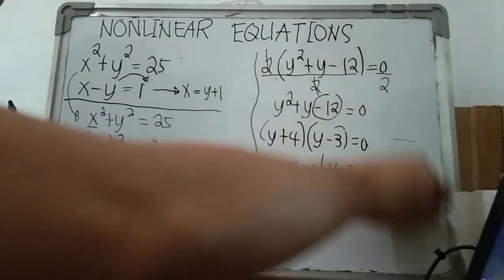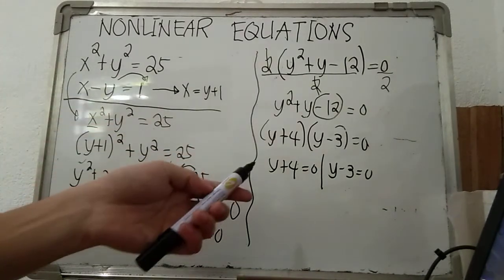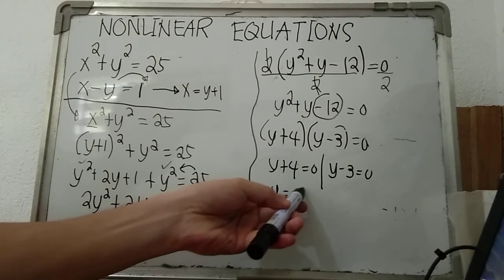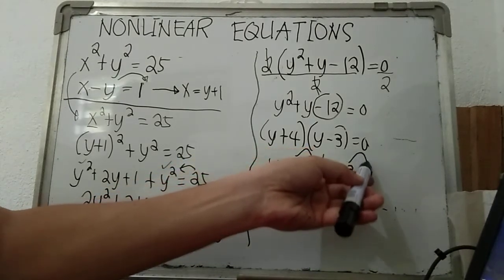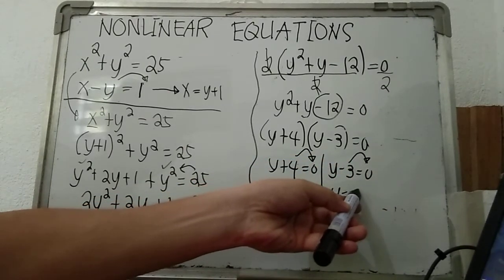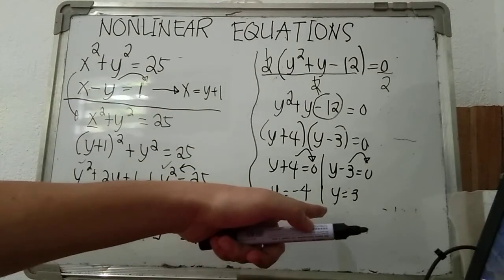At this point, we can now solve for our y. Transposing 4 to the right, y is equal to negative 4. And transposing negative 3 to the right, y is equal to positive 3. So we have the values negative 4 and positive 3.